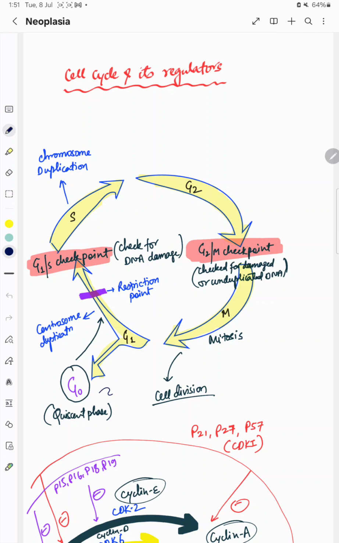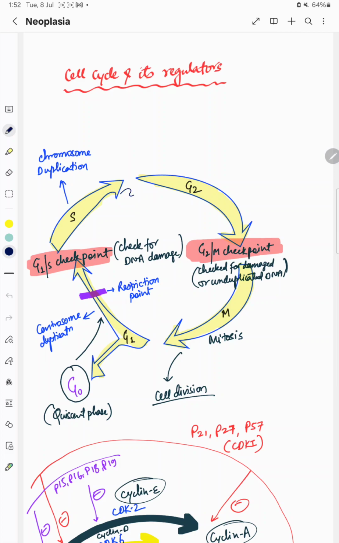After the growth factor, the cell enters into the G1 phase. In G1 phase there is duplication of the centrosome as a main event of this phase. In the next phase, S phase, there is chromosome duplication, and there is a G1/S checkpoint between these two phases. Here there is a check for DNA damage. If the DNA of this cell is damaged, then there will be no cell division beyond this stage.